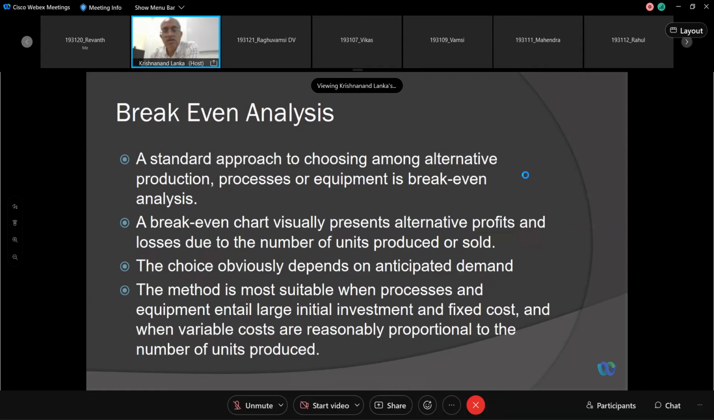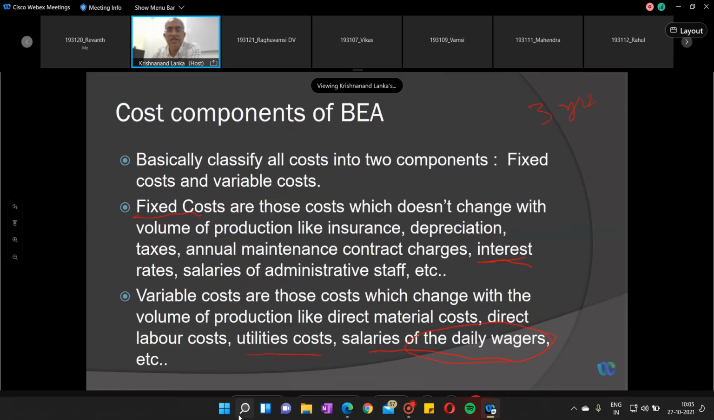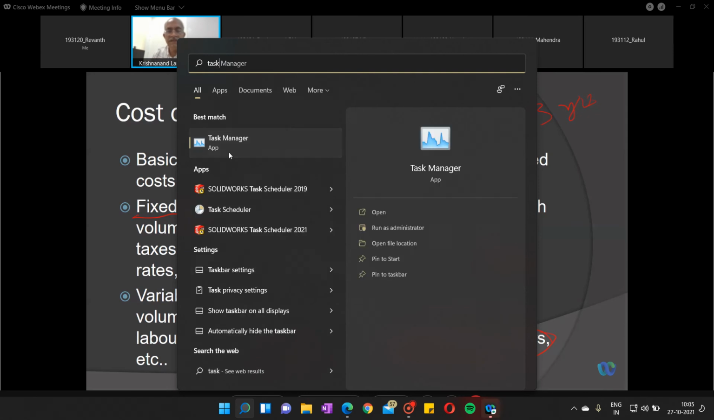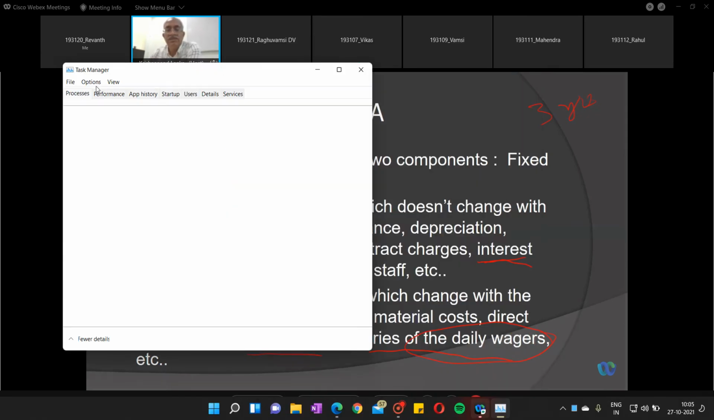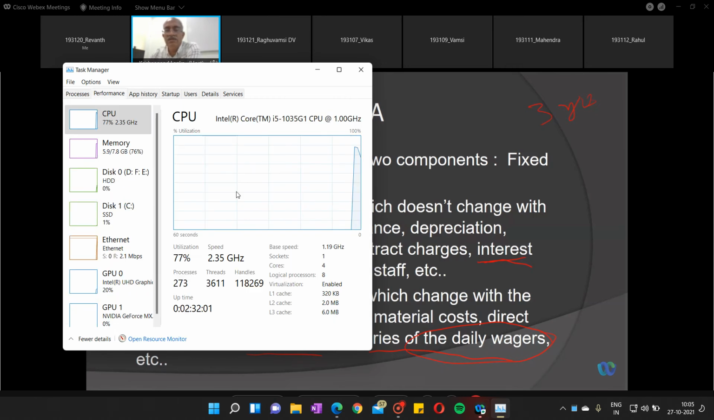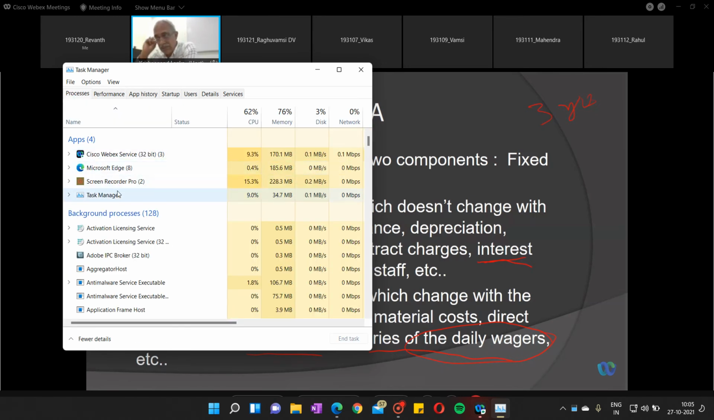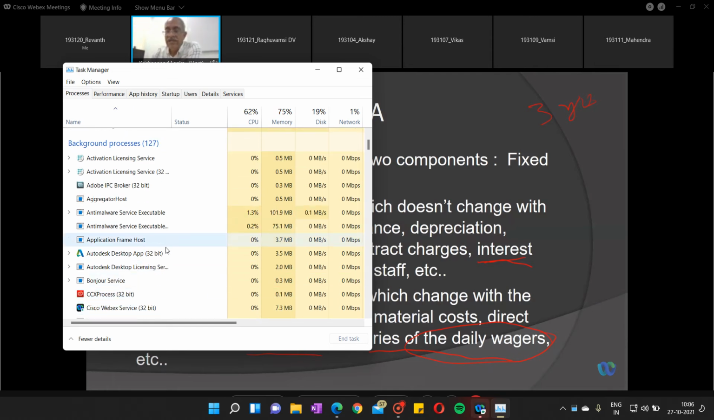So here, for example, insurance, depreciation, taxes, annual maintenance contract charges, interest rates, salaries of administrative staff. All these are fixed because AMC charges you pay at one time, and then normally you pay for a year. Similarly, variable cost means costs which change with the volume of production, like direct material cost, direct labor cost, utilities cost, salaries of the daily wages.